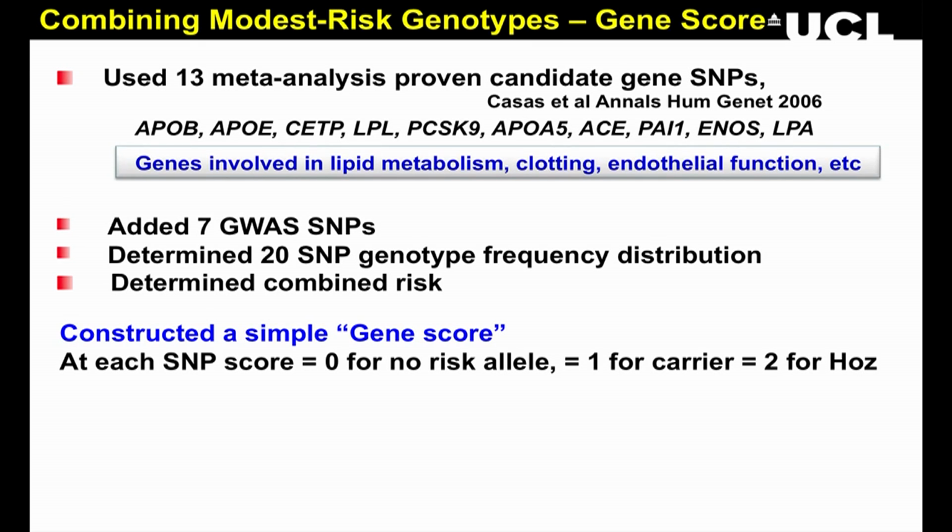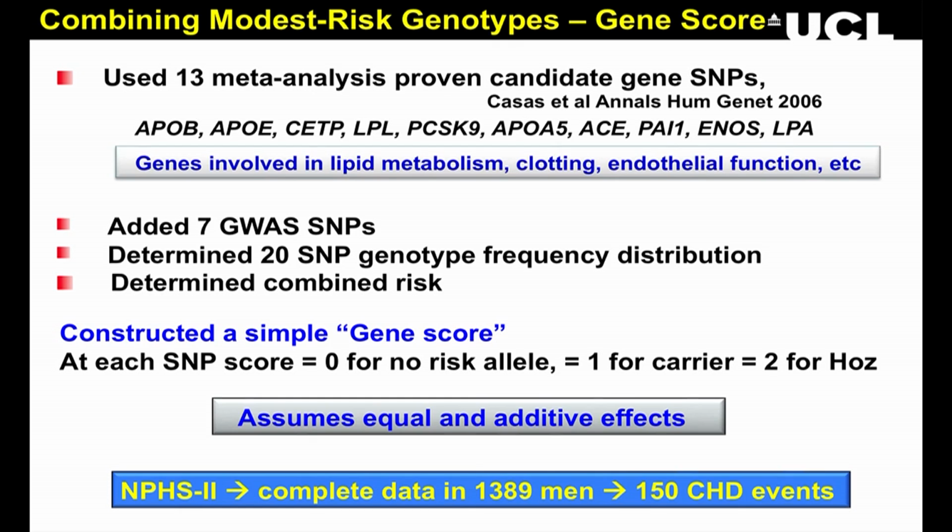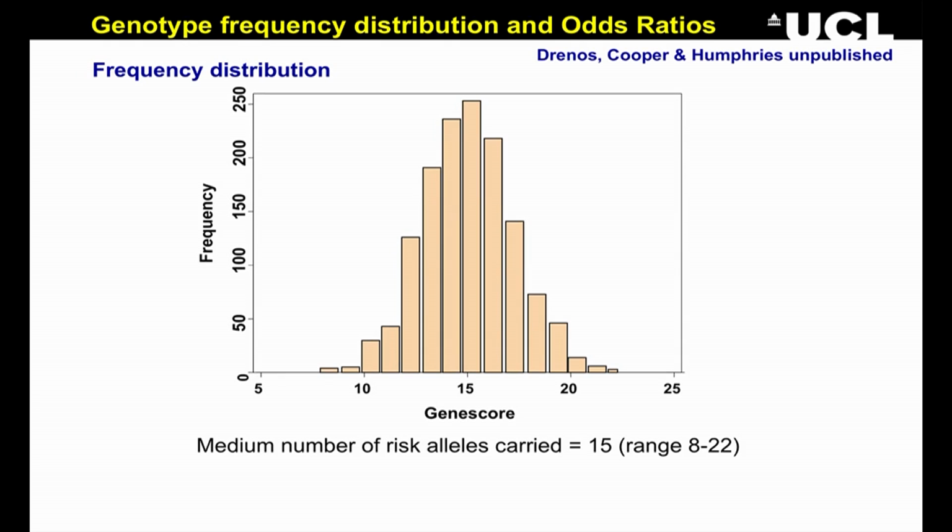So what are we going to do? Well, what we want to do is put them all together. We need to combine them in what we would call a gene score. So we put together a number of genes involved in lipid metabolism, clotting, endothelial function, so 13 SNPs in these genes, 7 of these GWAS SNPs, the earlier ones, and we looked at the frequency distribution. Now, we've simply used an additive model. We say at each SNP, if you've got no risk alleles, we'll score you 0, we'll score you 1 if you're a carrier, and 2 if you've got 2. It's very simple, it assumes equal and additive effects. We can do much better than that, but this is a simple first go.